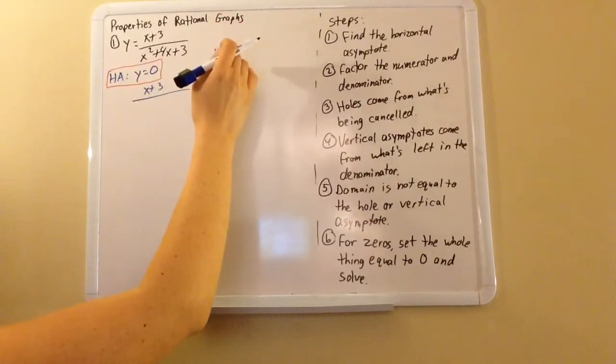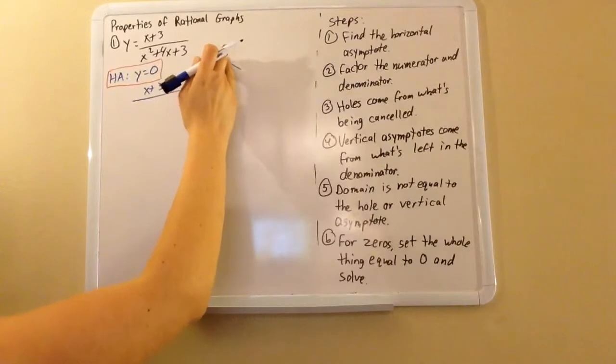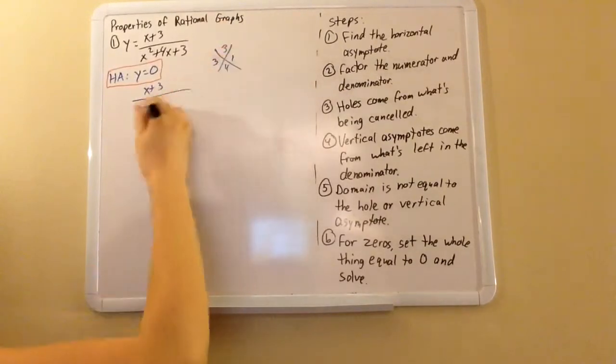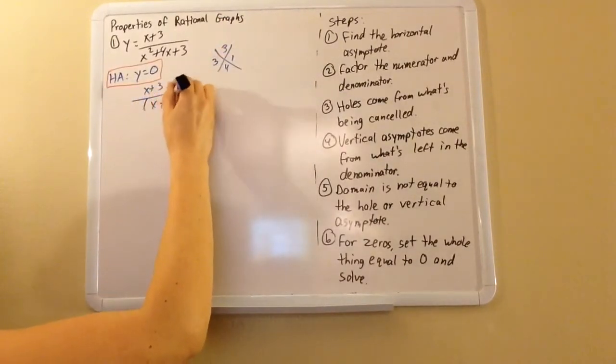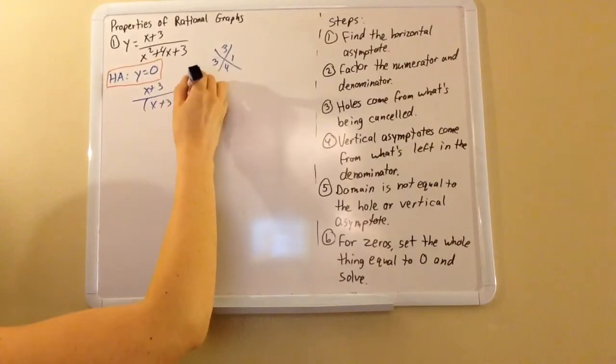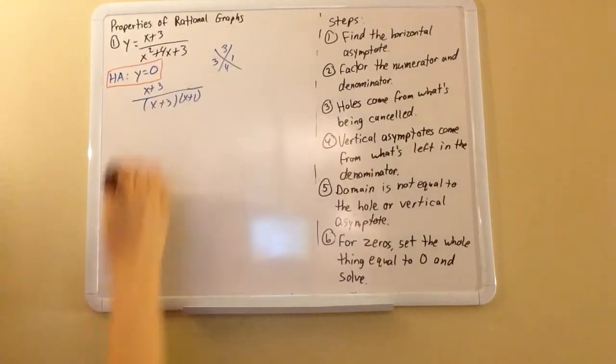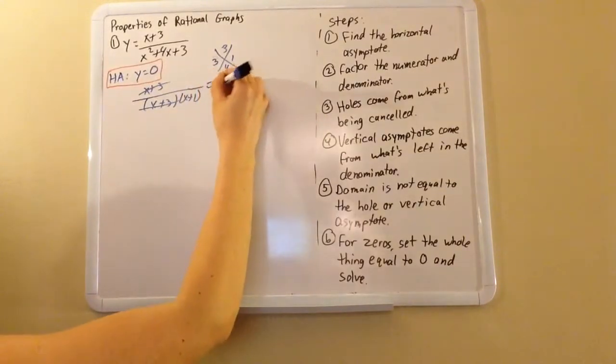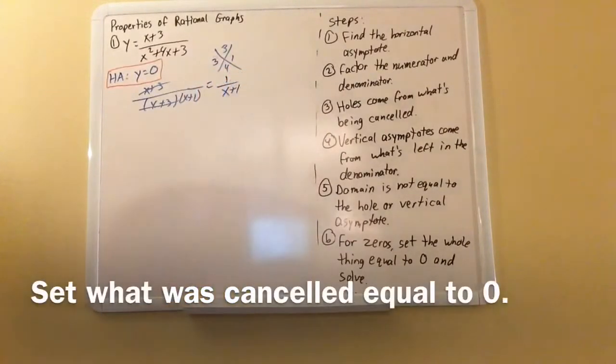And let's see. Sorry, that's not right. It's going to be 3 and 1. There we go. So it's x plus 3 times x plus 1. And now I just cancel out what they have in common. So in total, I end up with 1 over x plus 1.